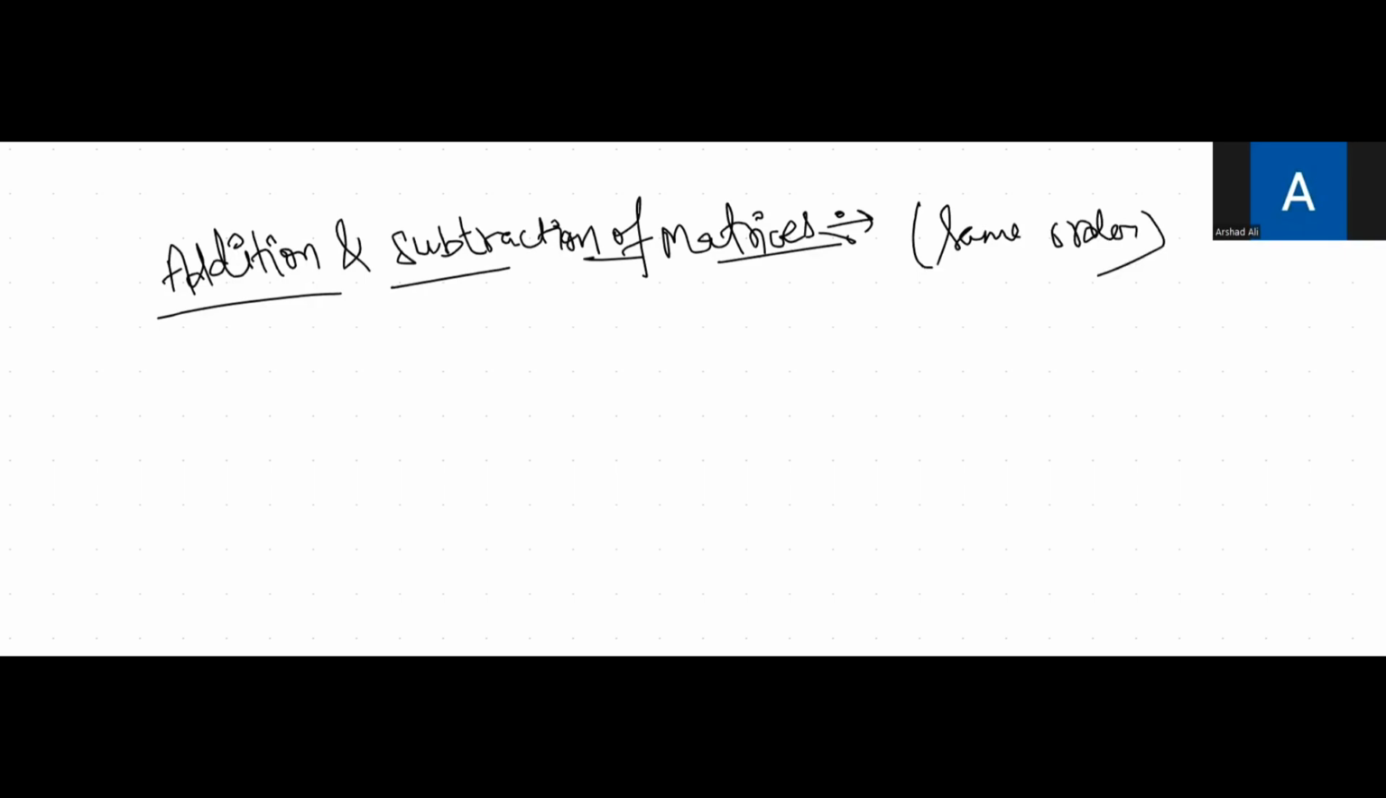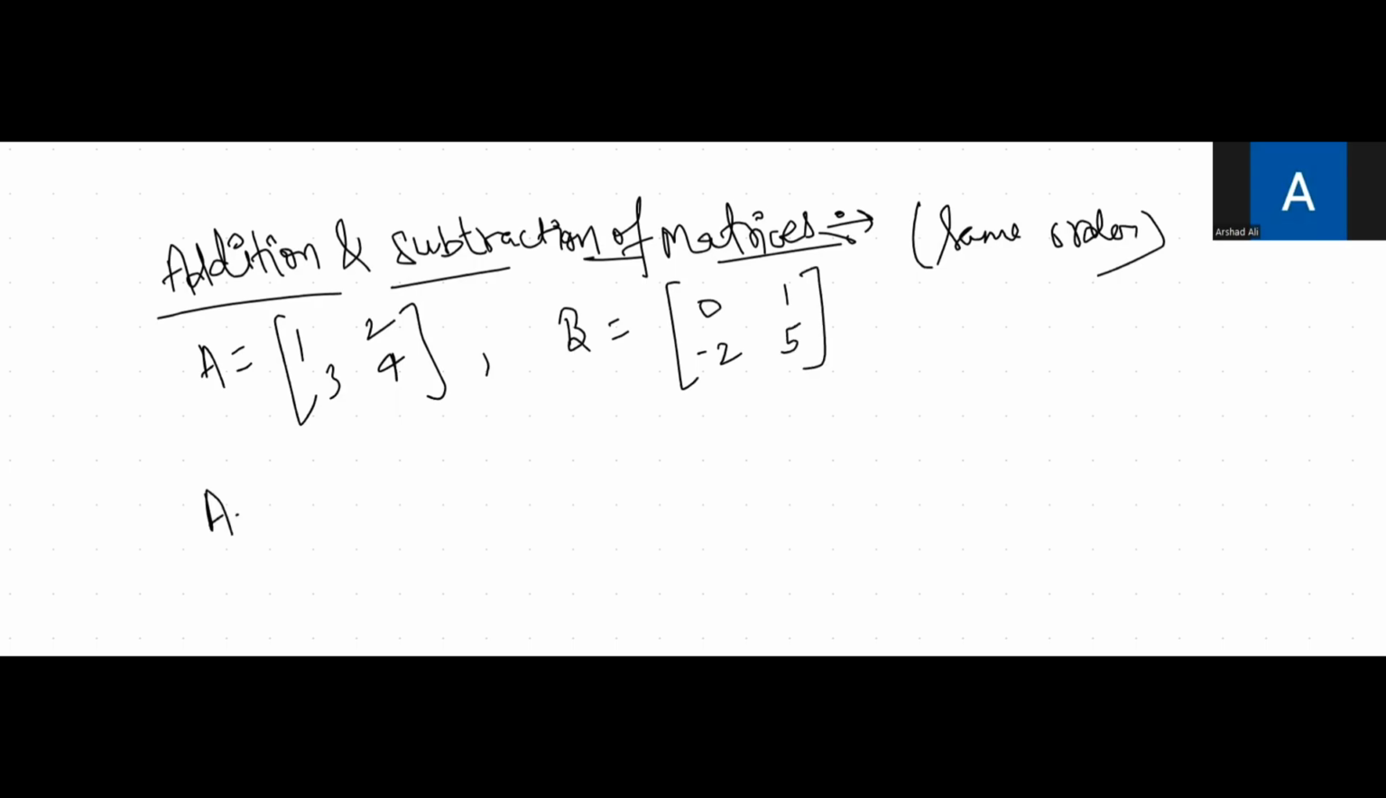Okay, example. Suppose we have A is equal to [1 2; 3 4] and B is equal to [0 1; -2 5]. So how to add two matrices? Add corresponding elements. Here we have 1, here we have 0, so 1 plus 0. Here 2, here 1, so 2 plus 1. Here 3, here minus 2, so 3 plus minus 2. Here 4 and here we have 5.